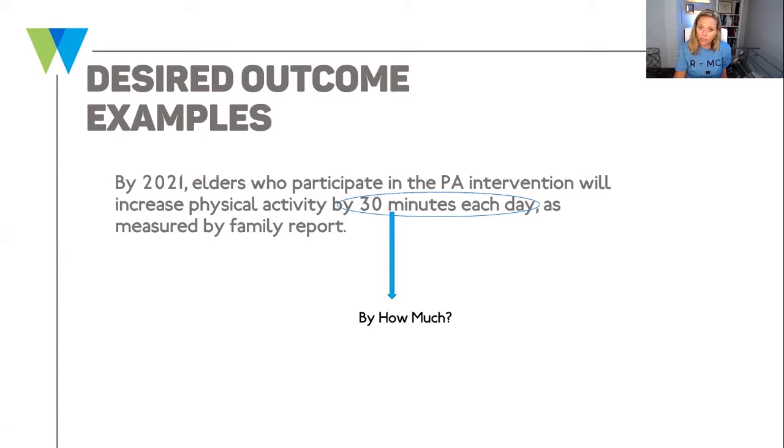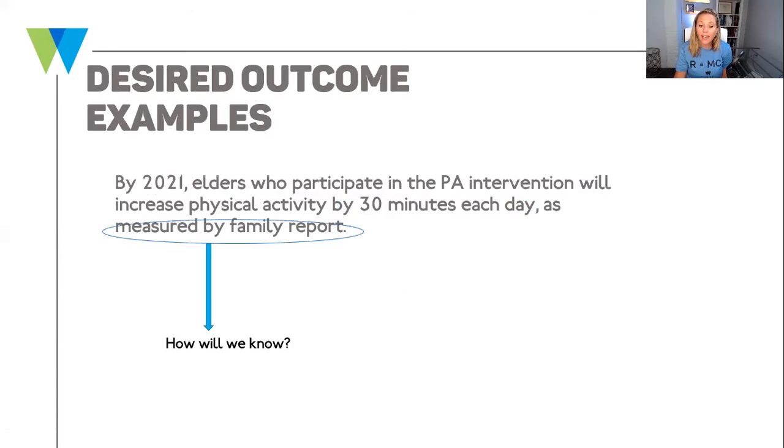By how much? By 30 minutes each day. And how are we going to measure this? By family report. Ideally, you would have a very specific way to measure it, for example, a scale that you're going to use. But for this example, I just put family report. So as you could see in this one sentence, we were able to answer all 5 of those questions.